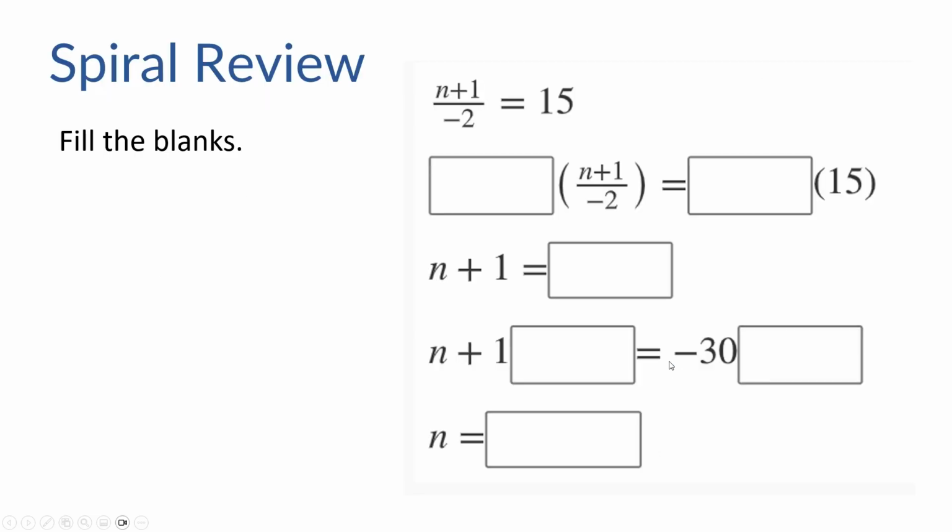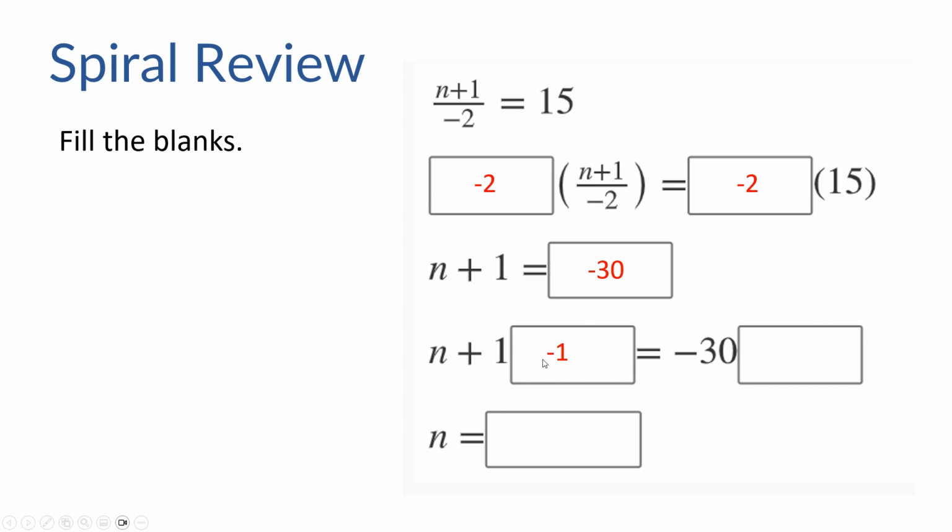So let's get started. So here's our spiral review for the day. What you were trying to do is fill in the blanks using our properties of equality that we learned in the previous lesson in order to solve for the variable n. So if we have n plus 1 divided by negative 2 equals 15, the first step would be to multiply by a negative 2. When you multiply by a negative 2 on both sides, you end up getting n plus 1 because the negative 2 cancels out, and negative 2 times 15 gives you a negative 30.